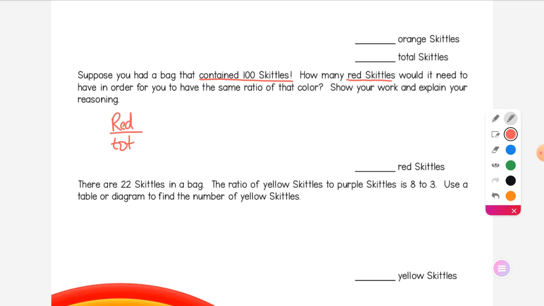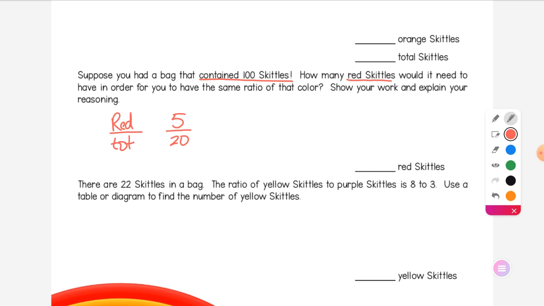Cooper, what was your red to total ratio? 5 to 20. So your guys's won't be exactly the same, but your total would all be 20. They have to give us one extra piece of information. Naomi, in this one, what's our extra piece of information? If the bag contained 100. Yeah, 100 Skittles.